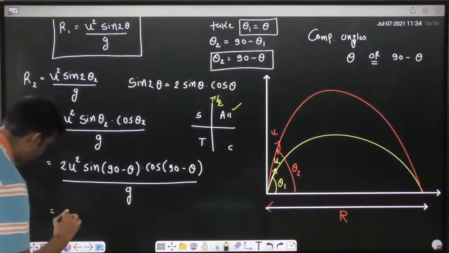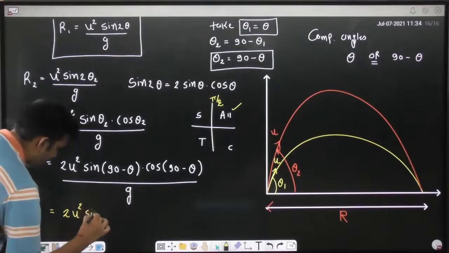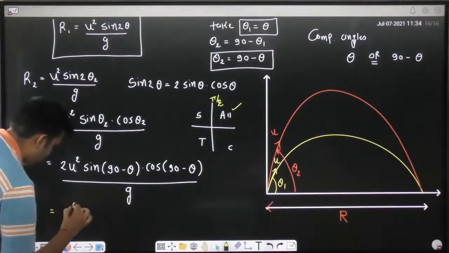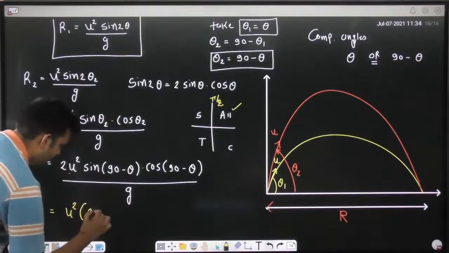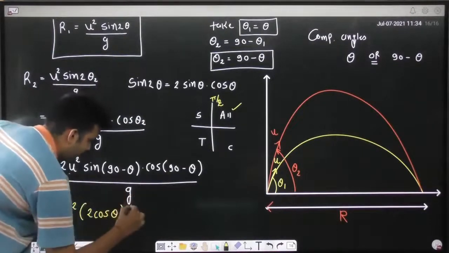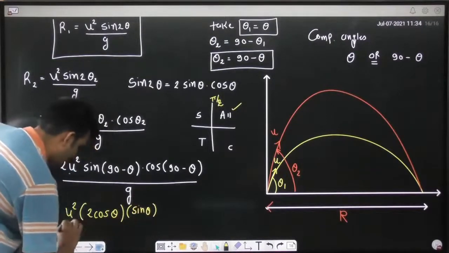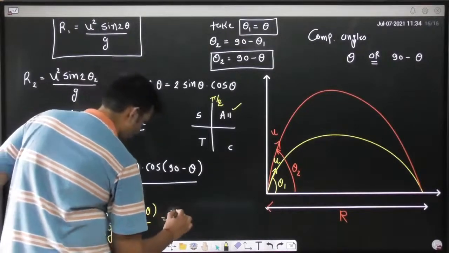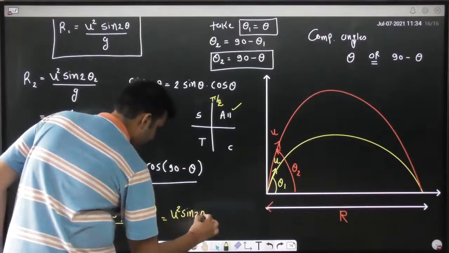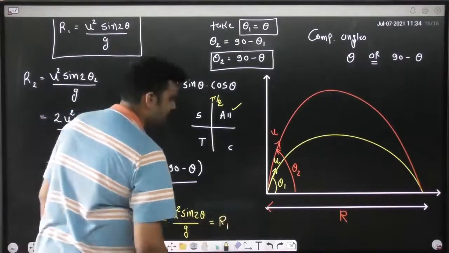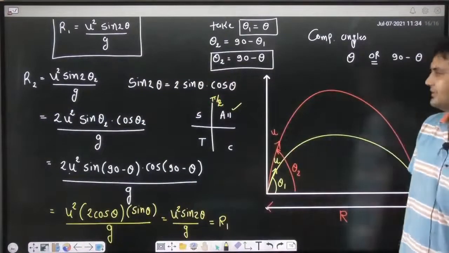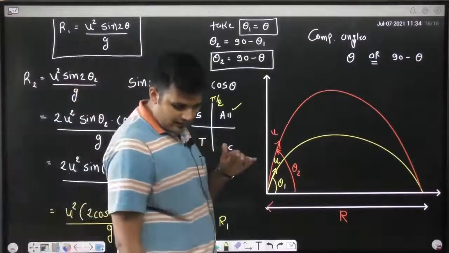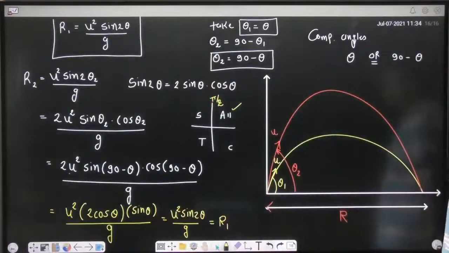So this will be 2u square. Instead of sin 90 minus theta, I write cos theta, and instead of cos 90 minus theta, I write sin theta, upon g. And this is nothing but u square sin 2 theta by g, that's your R1. So for complementary angles, your range will be the same.